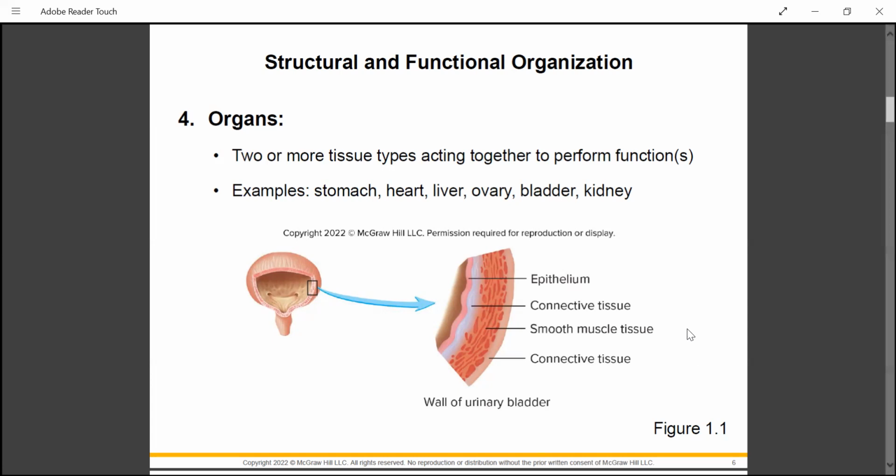In our example here, you see the bladder. You see it has epithelium or epithelial tissue, connective tissue, as well as muscle tissue. That's 3 different types of tissue, but they're all working as part of the urinary system. Individually, they are tissues. Together, they make up an organ, in this case, the bladder.